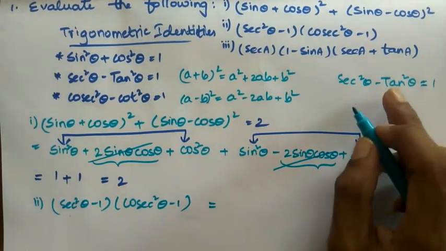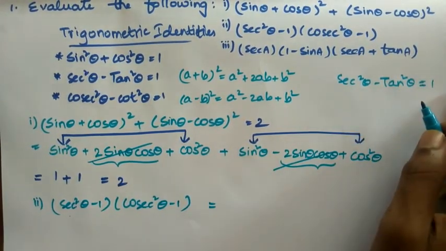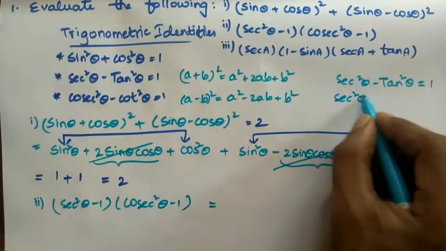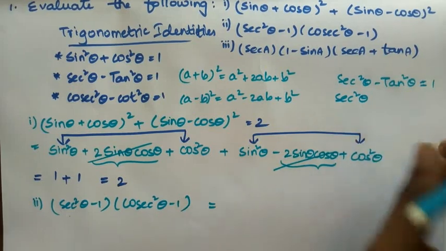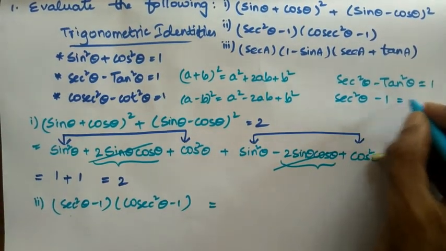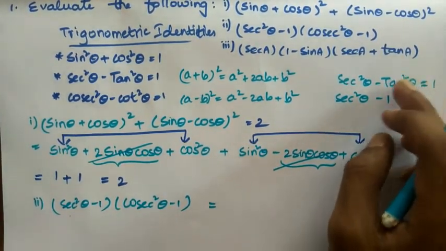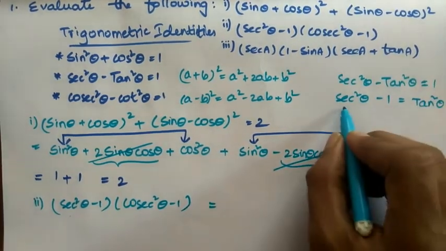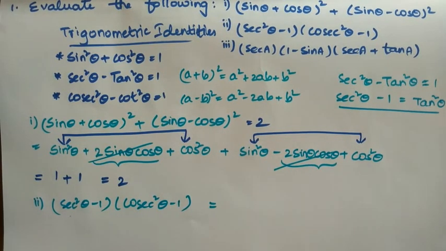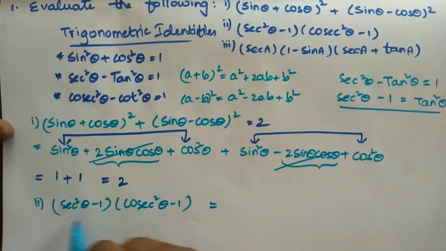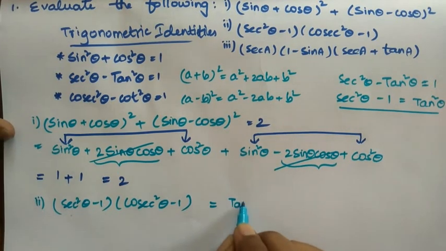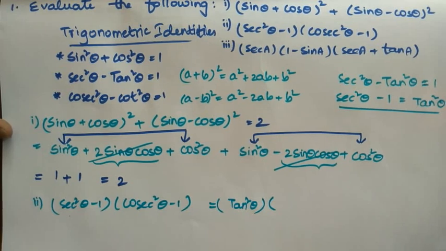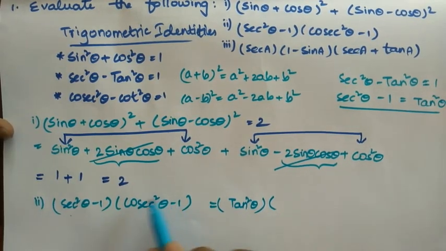What I will do is send this minus tan square theta to the right hand side and bring this 1 to the left hand side. So secant square theta minus 1 is equal to plus tan square theta. So secant square theta minus 1 is nothing but tan square theta. In place of secant square theta minus 1, I will place tan square theta into cosecant square theta minus 1.